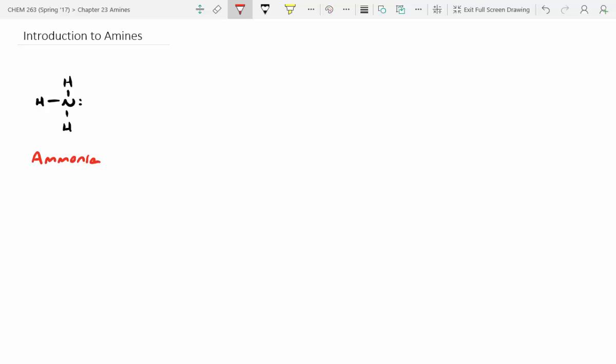It's the simplest amine. It's the one that's made through that Haber-Bosch process that I talked a lot about at the beginning of the year. People get this confused all the time with this compound. Ammonium, right? So make sure you're using the correct terminology.